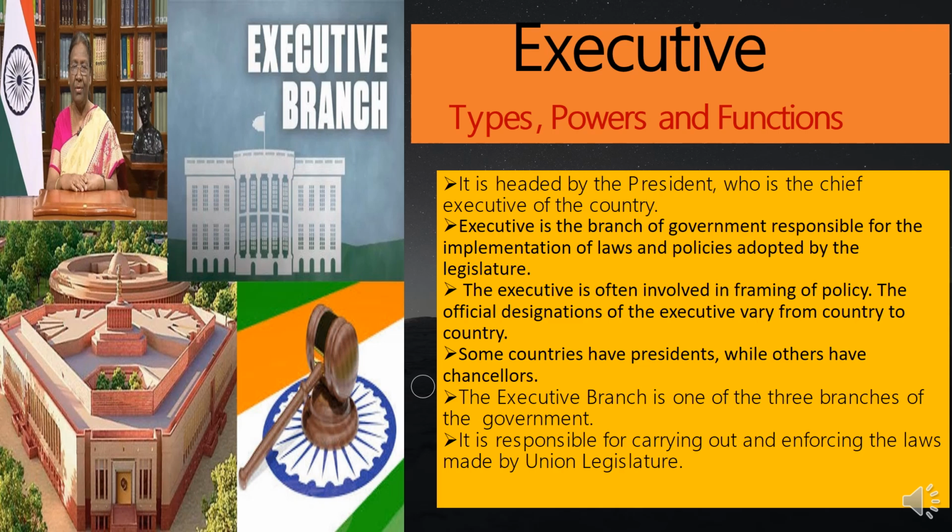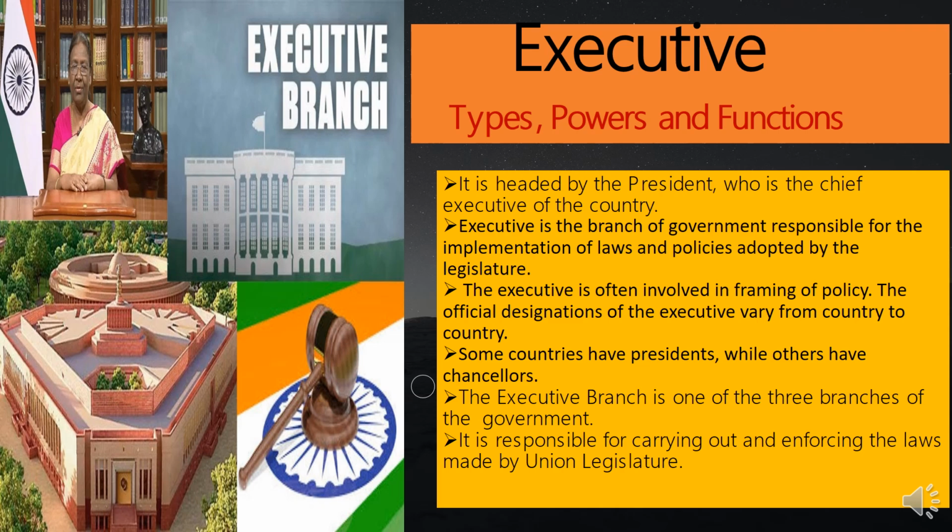The official designations of the executive vary from country to country. For example, in England, the king or queen is the highest executive. In India, it is the President of India. In USA, the President of the US is the highest executive. So some countries have presidents while others have chancellors, king, etc.